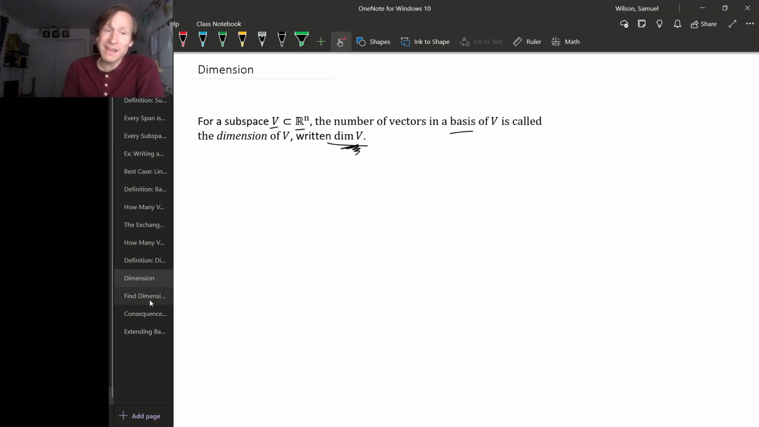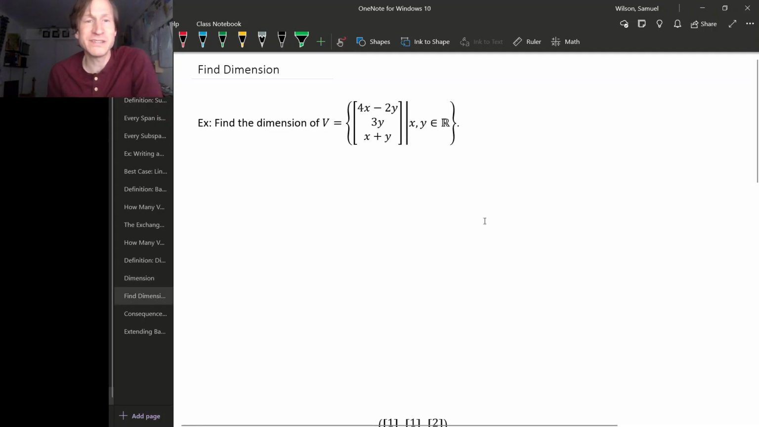So let's actually calculate the dimension of a couple of vector spaces. Here's one example. Find the dimension of this. Well, one nice way to find the dimension of a vector space is just find a basis for the vector space and then just count up the number of vectors in that basis. And of course, to find a basis for the vector space, we need to find a collection of vectors that spans the vector space, and then hope that it's linearly independent.